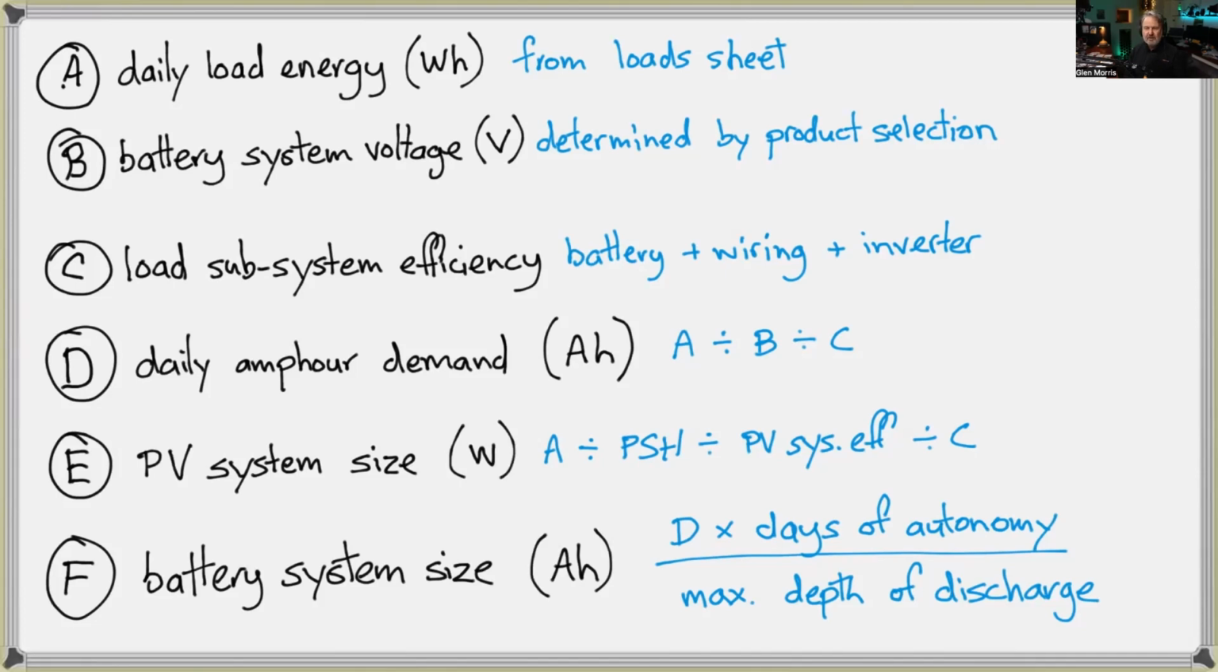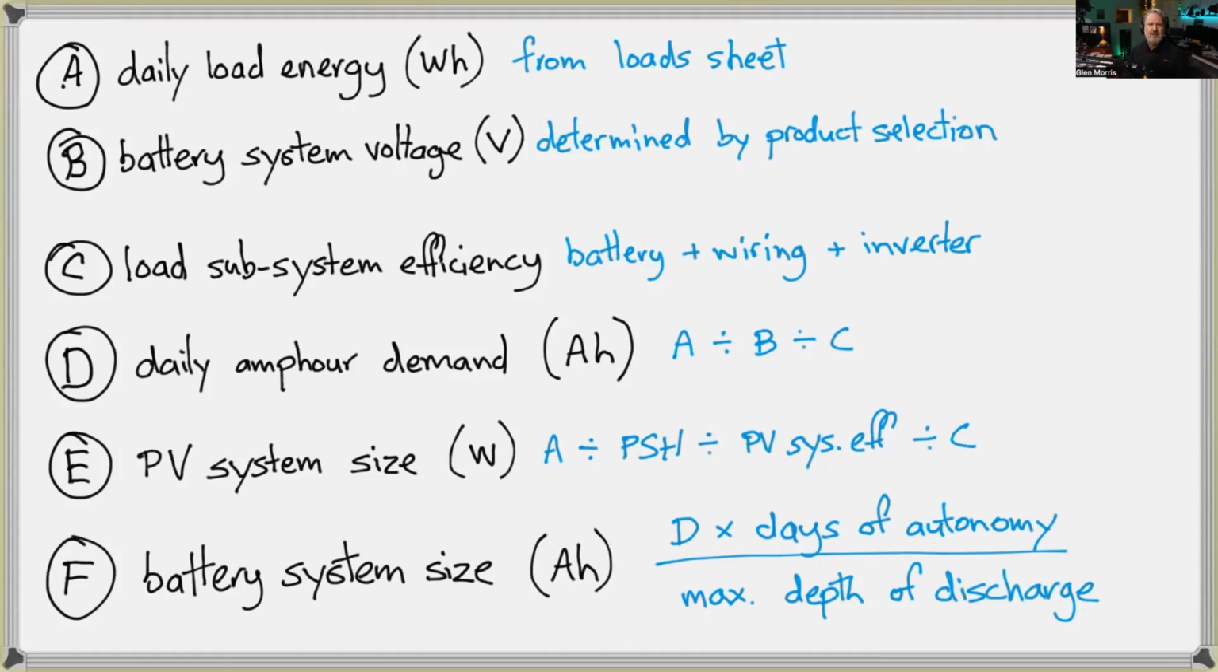The battery system voltage really is about product selection. So you might choose to use a certain product for various reasons: quality, cost, price. But to some extent, you also have to consider the consequences of voltage on how much current you're going to have to deliver. So I gave the example yesterday.